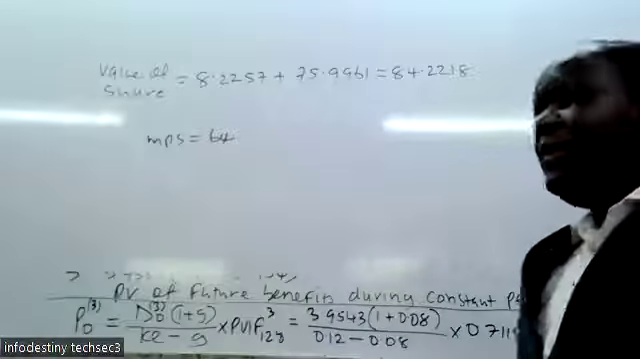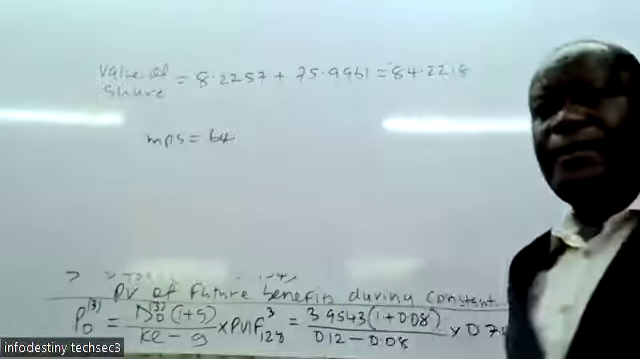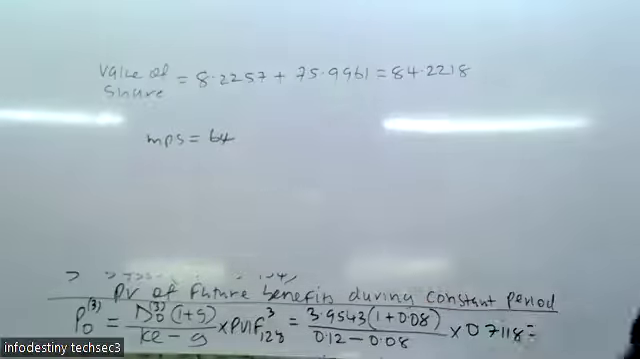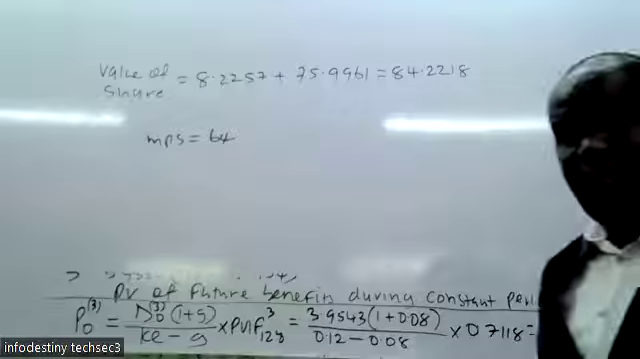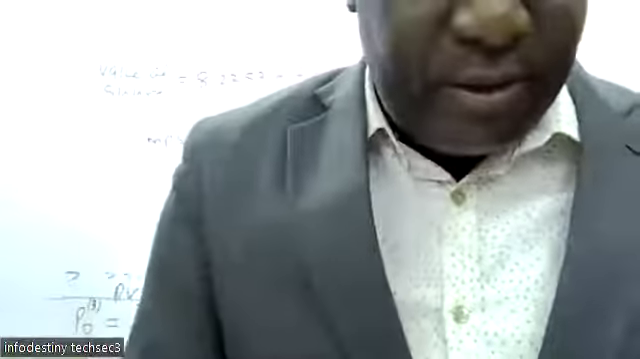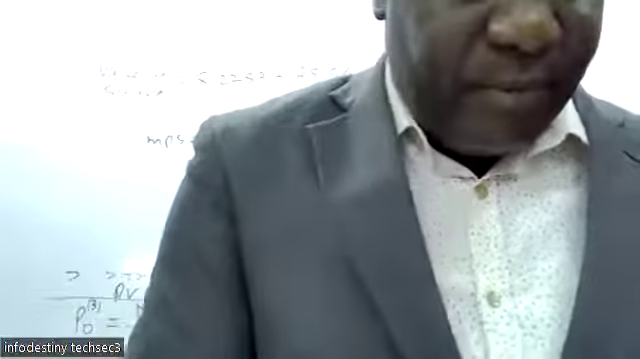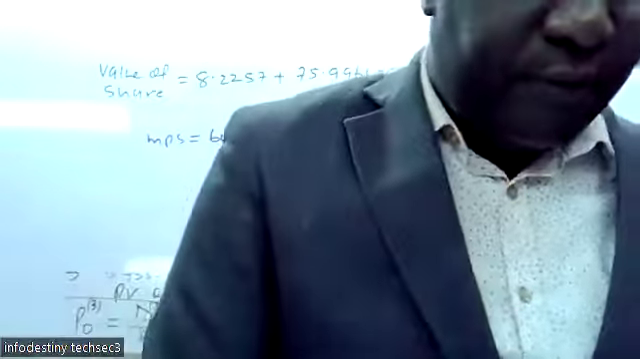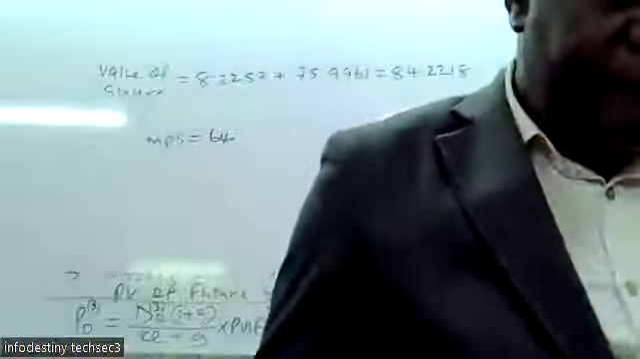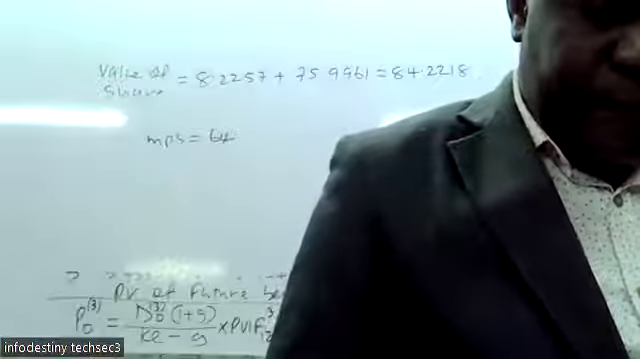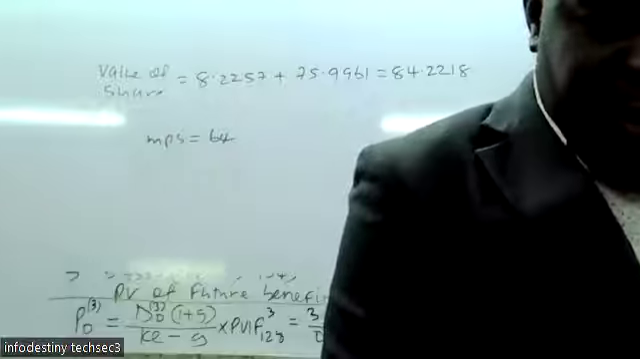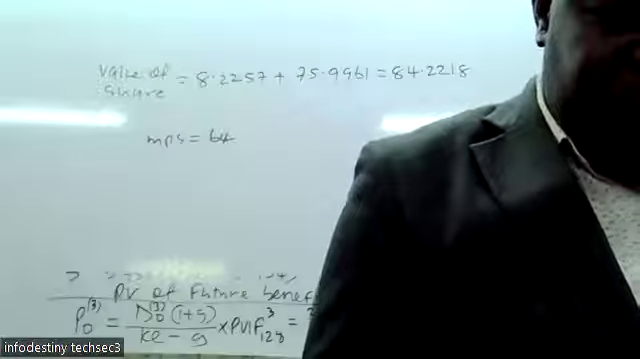So the share is undervalued by the market forces. The market has given it 64, but the true value is 84. So the share is undervalued by the market forces. So that is now how you are to deal with that part of the question.